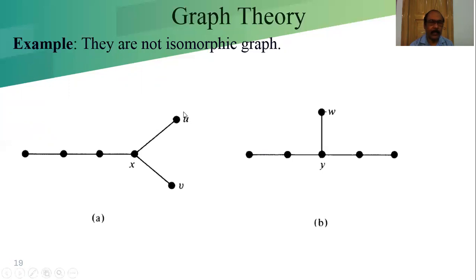How many pendant vertices? 1, 2, and 3. Three vertices have degree 1. One vertex has degree 3. And another 2 vertices have degree 2.